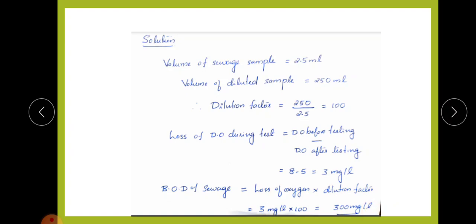Okay, so this is the procedure. We can do one more problem. A 2% solution of sewage sample is incubated for 5 days at 20 degrees centigrade. The depletion of oxygen was found to be 4 ppm. Determine the BOD. It's very simple. Here the depletion of oxygen, that is reduction of oxygen, is directly given as 4 ppm. So multiply this 4 ppm with the dilution factor. Here a 2% solution of sewage sample is given.